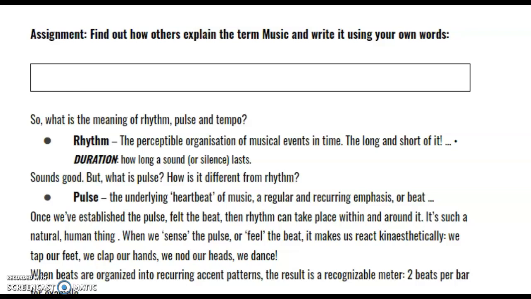It is such a natural human thing. We sense the pulse and feel the beat, and then we react to it. We tap our feet, we clap our hands, and we nod our heads, and we dance. And lots of things in town or in your house have got a pulse. And I want you to also tell me next week what you found in your house with a pulse.